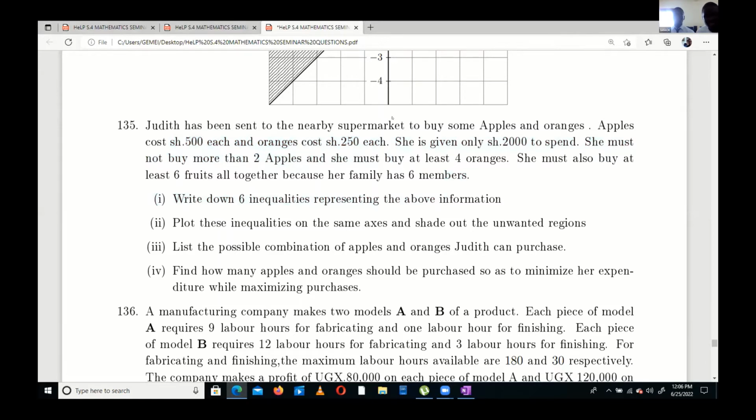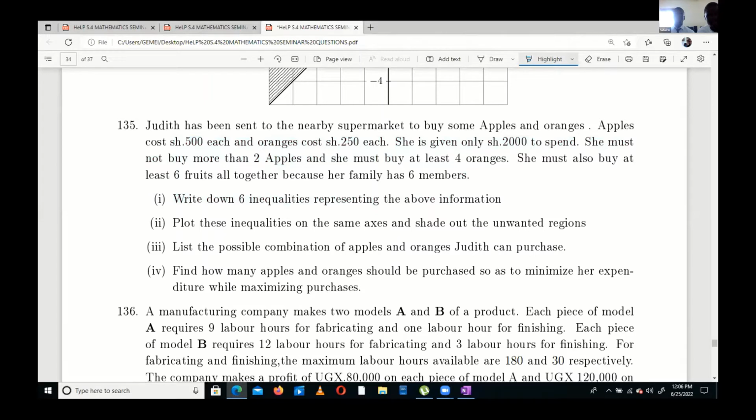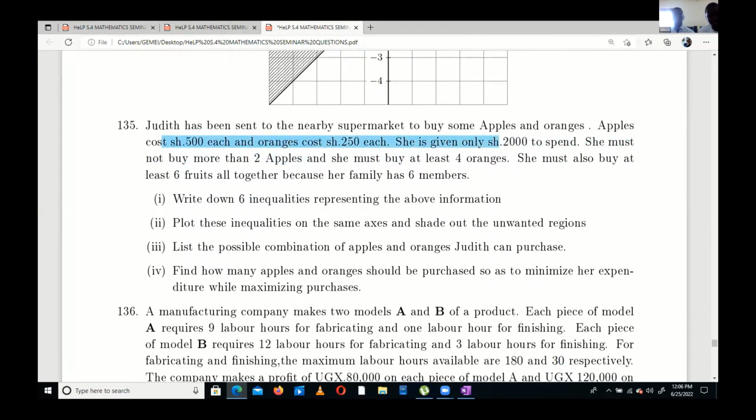So from the statement that says an apple costs 500 shillings each, and oranges cost 250 shillings each, and she's given only 2,000 shillings to spend. This is our statement, and we can derive our first inequality from there.